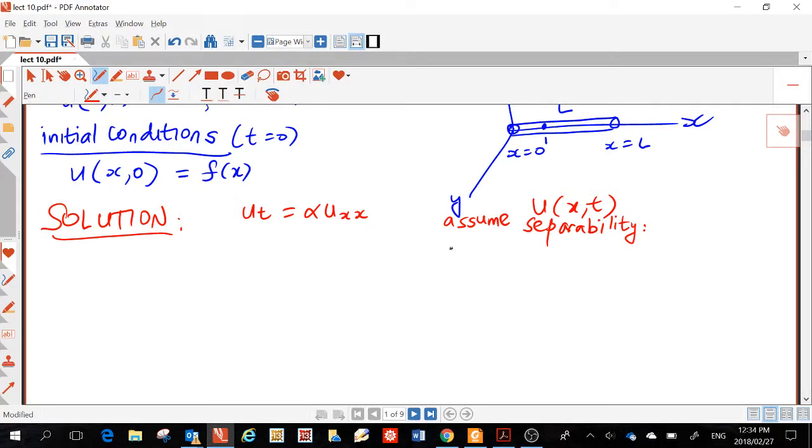In other words, let's say u is some function of x multiplied by some function of t: X(x) times T(t). That's a big assumption. We are seeking a function of x and a function of t. You might be thinking, oh, this is cheating now. How can you say that? I mean, you're making it so easy.